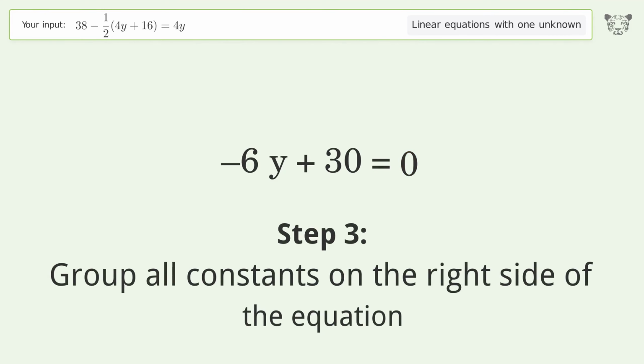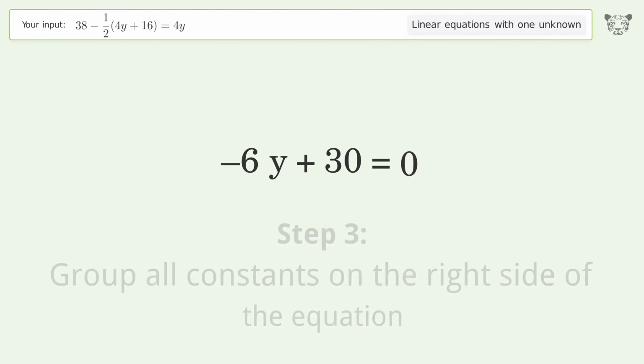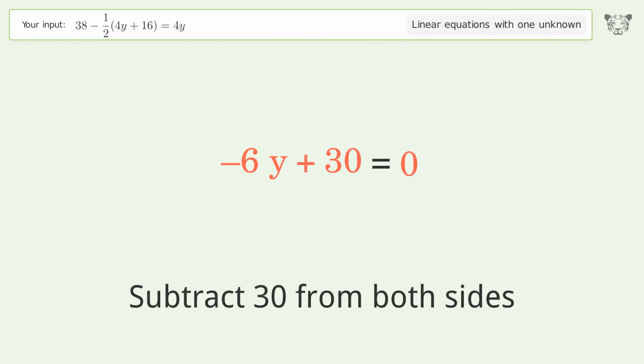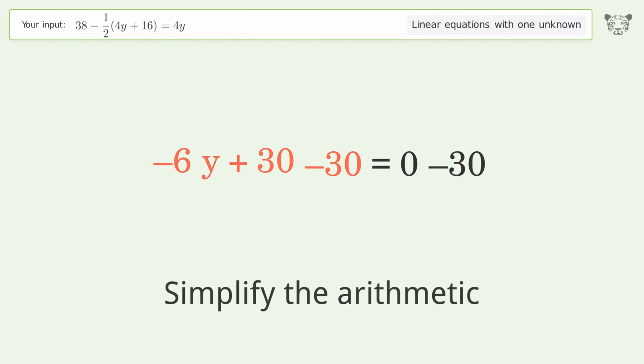Group all constants on the right side of the equation. Subtract 30 from both sides. Simplify the arithmetic.